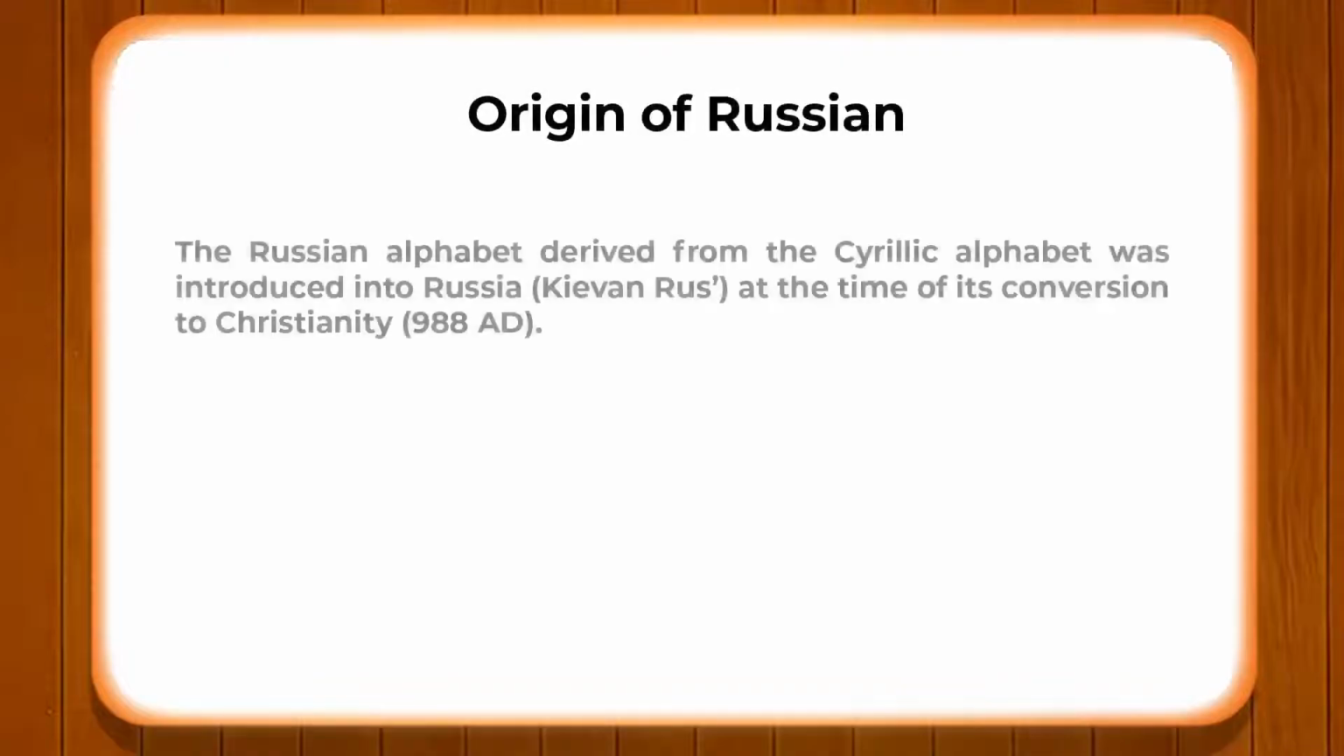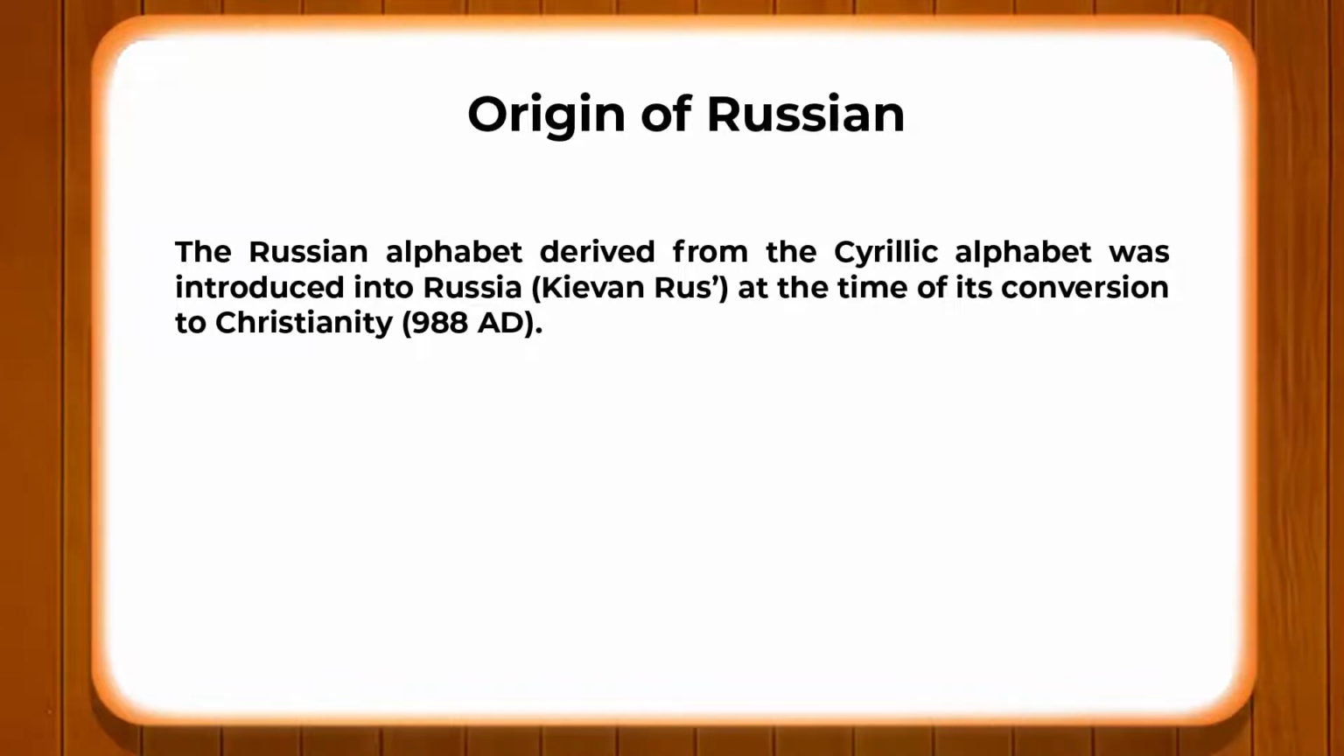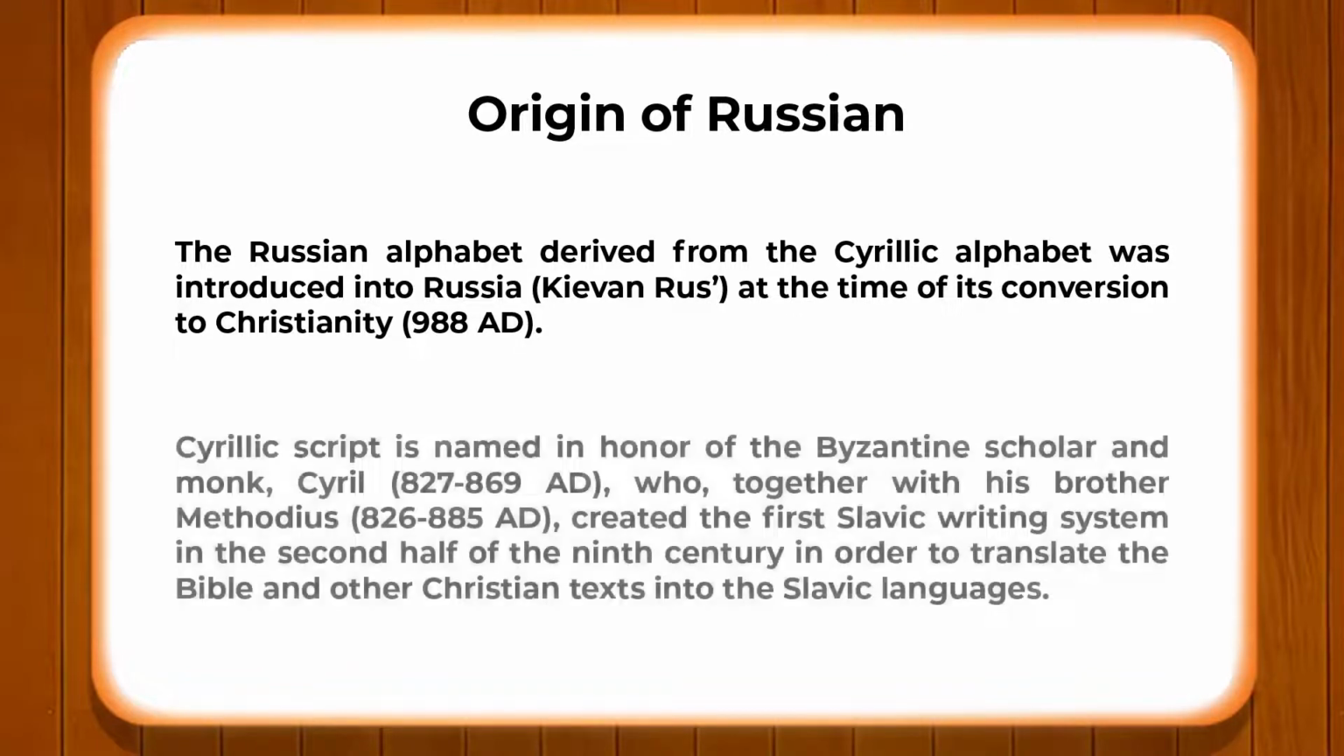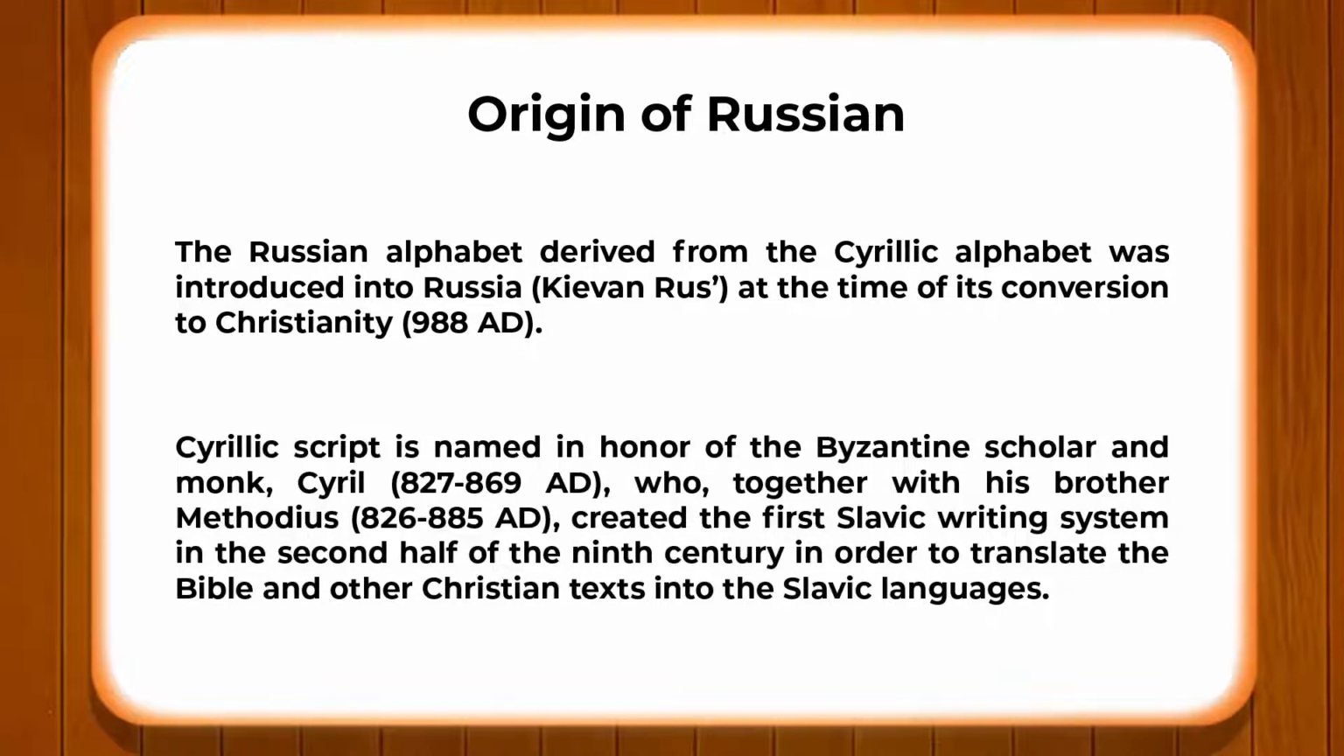At that time it was called Kievan Rus, at the time of the conversion to Christianity, precisely in 988 AD. The Cyrillic script is named in honor of the Byzantine scholar and monk Cyril, who together with his brother Methodius created the first Slavic writing system in the second half of the 9th century, in order to translate the Bible and other Christian texts into the Slavic languages.